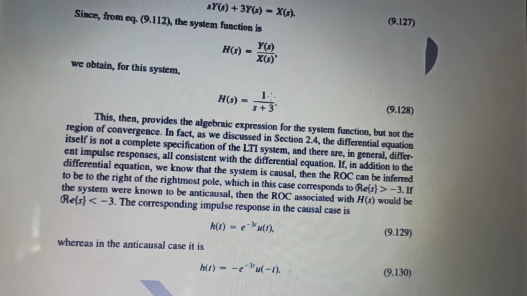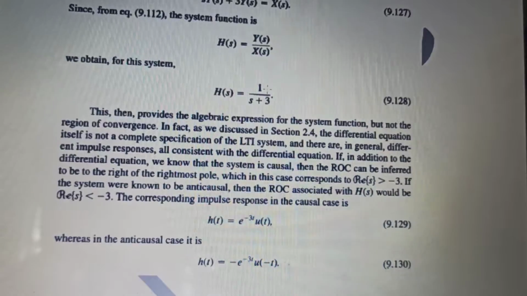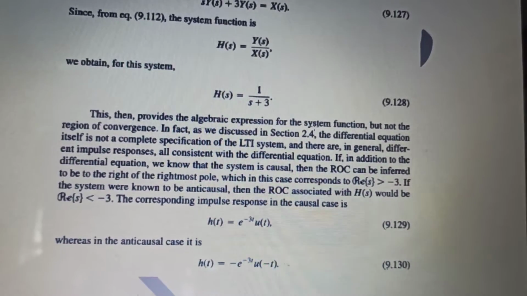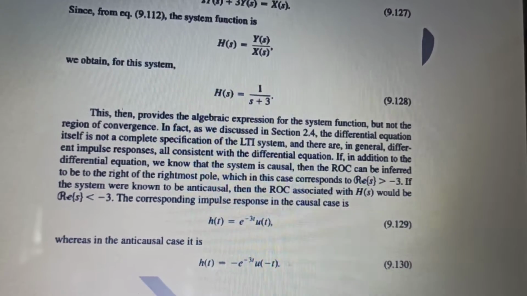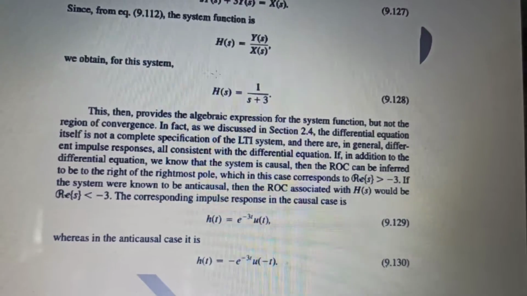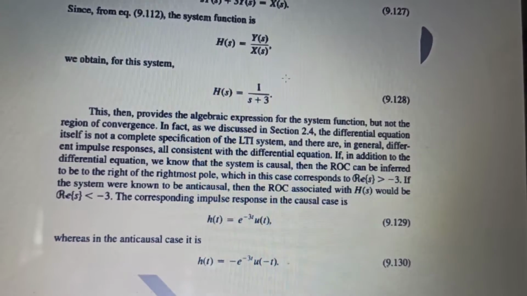Okay. But one thing is very important, and this observation is very important, that the region of convergence is not specified. This is only the transfer function. We have obtained the transfer function.